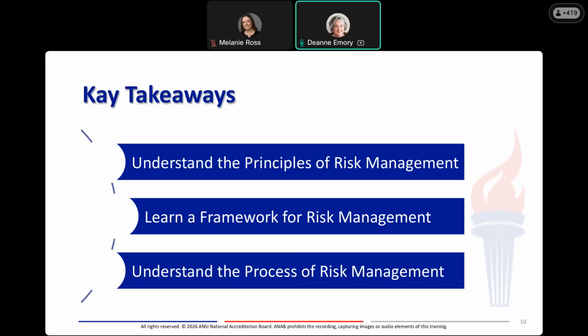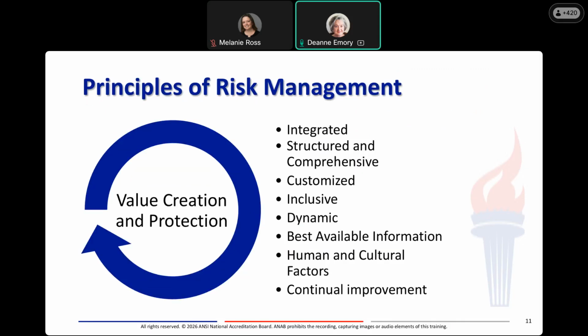So now that we are hopefully speaking the same language, in this webinar, we will discuss the principles of risk management. We'll learn a framework for risk management, and we're going to start to understand the process of risk management. Whether your organization is a laboratory, an agency, a manufacturing facility, an inspection body, or other type of organization, the purpose of risk management is the same: the creation and protection of value. Risk management improves performance, encourages innovation, and supports the achievements of the organization's objectives.